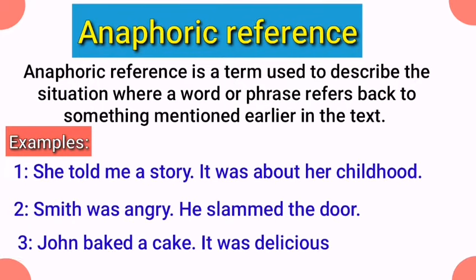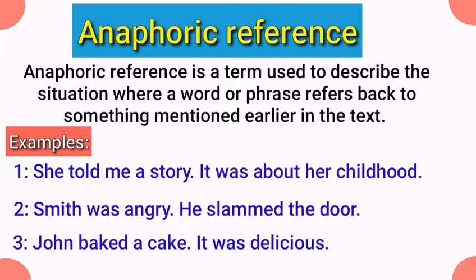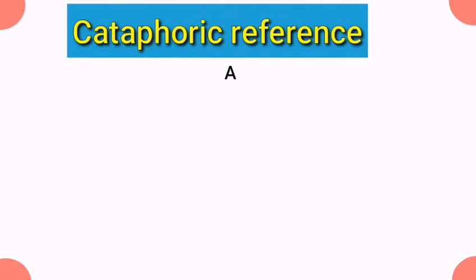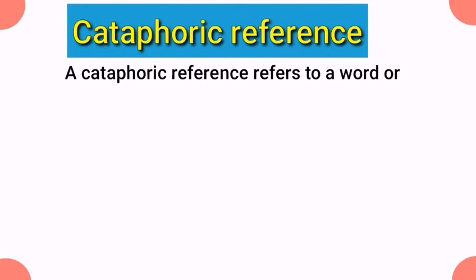John baked a cake. It was delicious. Here in this example, first a noun phrase, a cake, is used and then it is referred back by the help of a pronoun, it. So, this pronoun refers back to a thing which is mentioned earlier in the sentence. Simply, you can say, when something is mentioned earlier and then it is referred back to, this is called anaphoric reference.